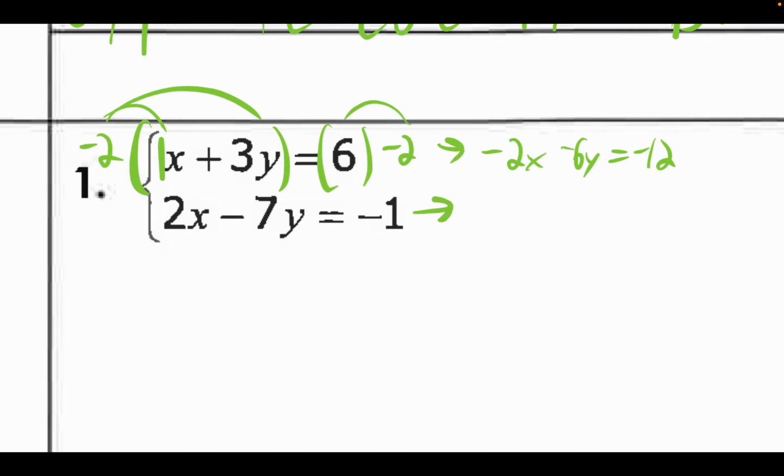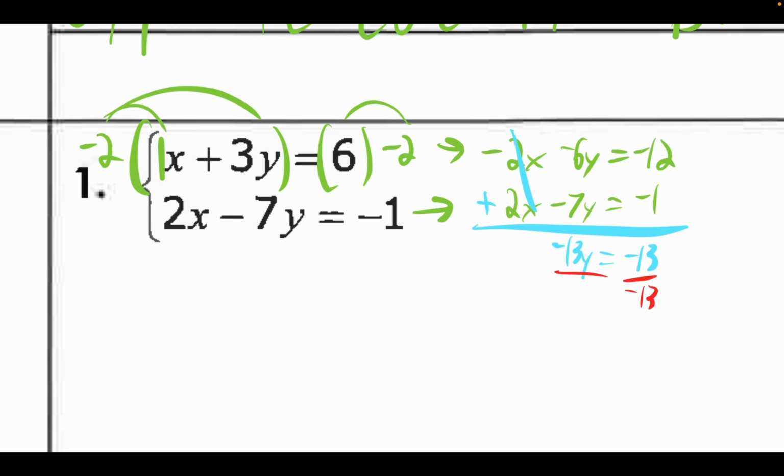What is helpful is multiplying by -2, because now, as we keep our bottom equation the same and modify our top equation, we can see that our x's will eliminate, which is what we want. We want a variable to eliminate. And so we can proceed here by adding, and the x's eliminate. We get -13y, and we get that equal to -13. So if I divide both sides by this -13 that's multiplied with y, I get y equals 1.